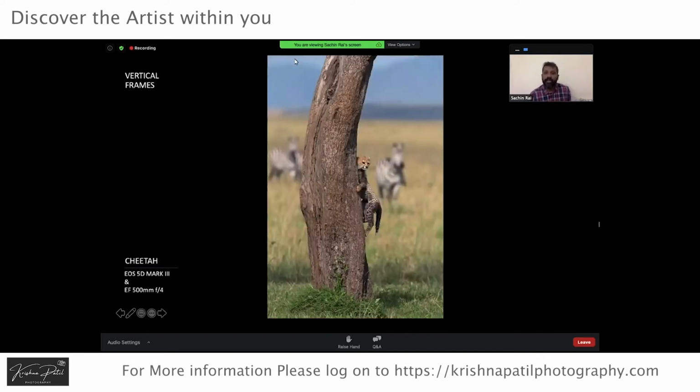A cheetah cub climbing a small tree. If I make a horizontal here, I will probably chop off the sky and the base of the tree, and I will not be able to tell you how tall the cheetah cub has climbed. When you make a picture like this, always ensure that you anchor the picture. So ensure that you show the base of the tree also. Otherwise, if I chop it from, say, here, you will again not know how tall it's climbed. So always anchor it.